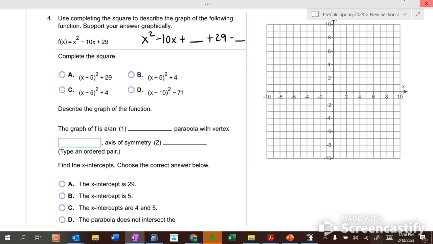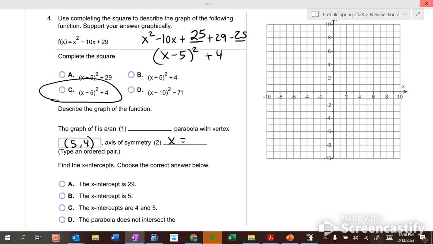Half of negative 10 and square it. So it's 25 and 25. So it's (x minus 5) quantity squared plus 4. Okay? Which is this one. So it's a parabola with a vertex of what? (5, 4). Axis of symmetry of x equals 5.